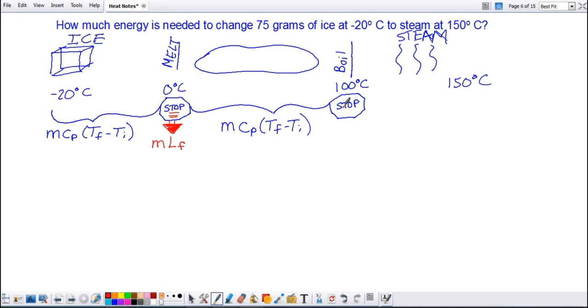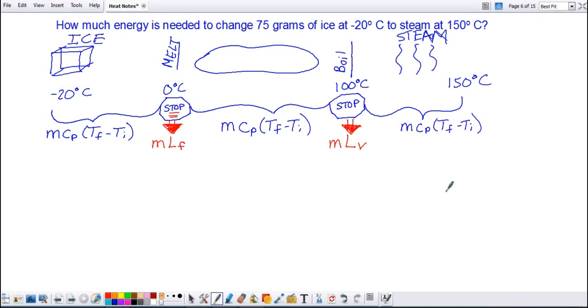At 100 degrees, again, the temperature is going to stop changing for a little while we're going through a phase change. So it's mass times the latent heat. This time we're going from water to steam. It is boiling, or vaporizing, so we are going to use the latent heat of vaporization. Then after it's all steam, the temperature can start to rise again, and it's going to go from 100 to 150. So mc sub p, change in temperature, final minus initial.